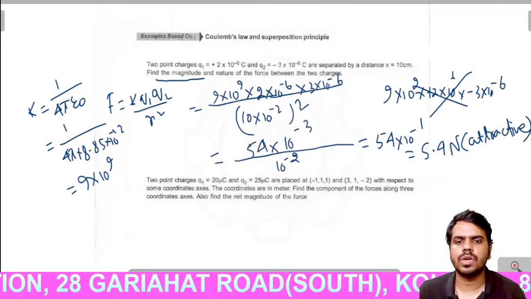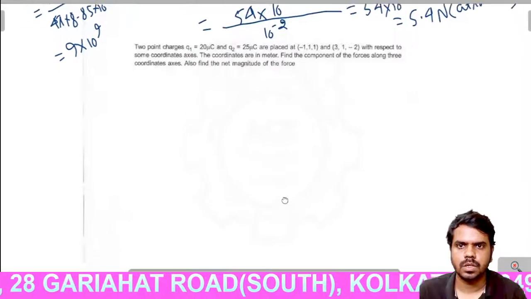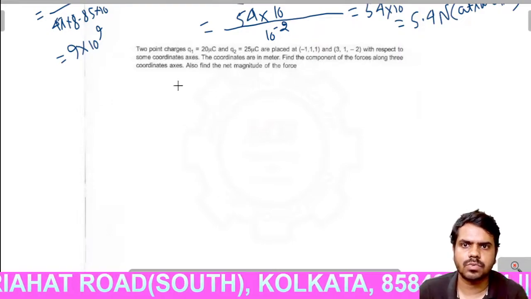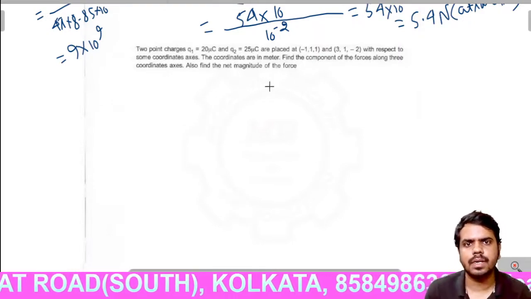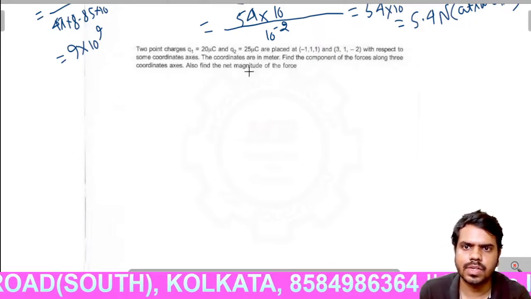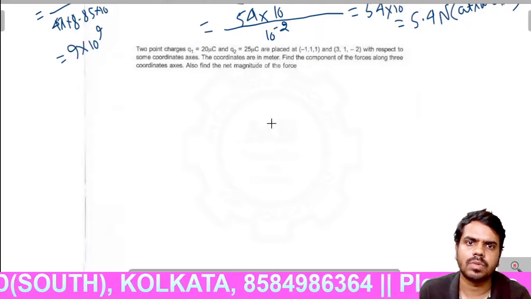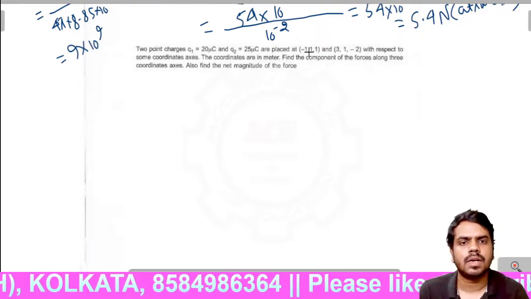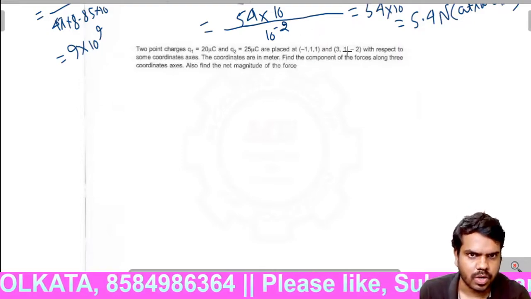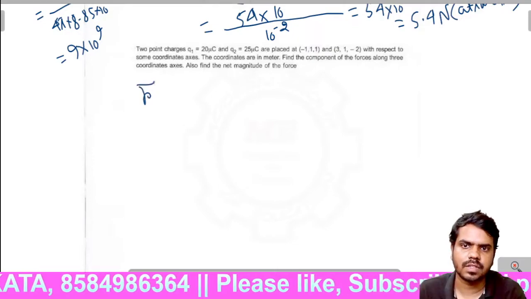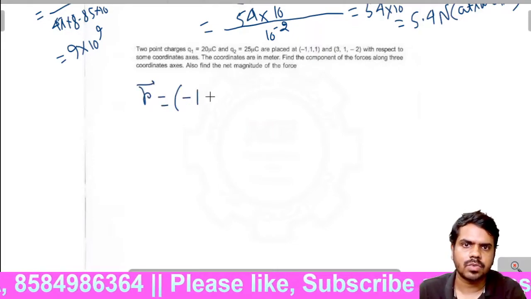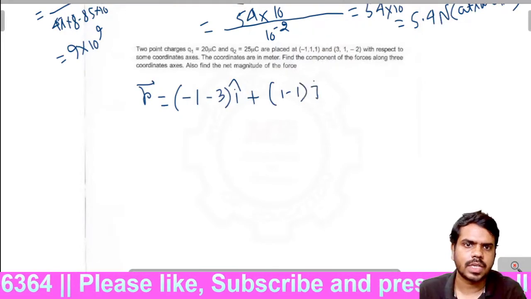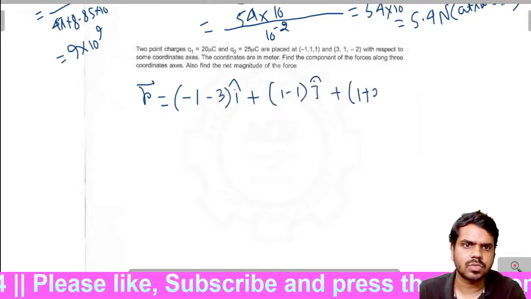Okay. Now going to the second question. Two point charges Q1 and Q2 are placed at minus 1, 1, 3 and 1, minus 2 with respect to some coordinate axis. The coordinates are in meter. Find the component of the forces along the 3 coordinate axes. Also find the net magnitude of the force. So here Q1 and Q2 are given and R is not given, but the coordinates are given. So you have to find the R vector first. So the R vector is minus 1 minus 3 i cap plus 1 minus 1 j cap plus 1 minus of minus 2, that means plus 2 k cap.